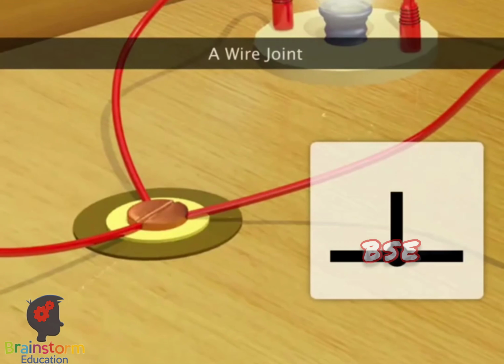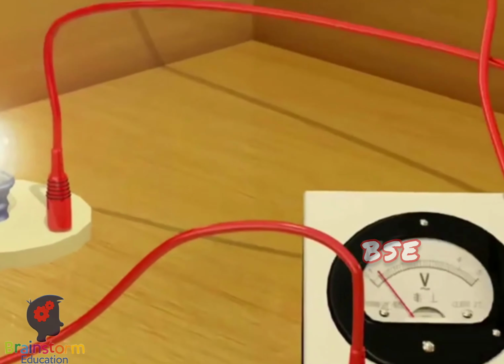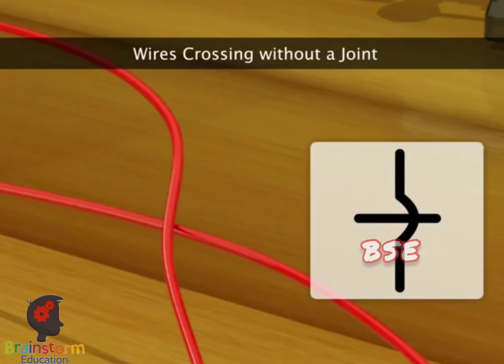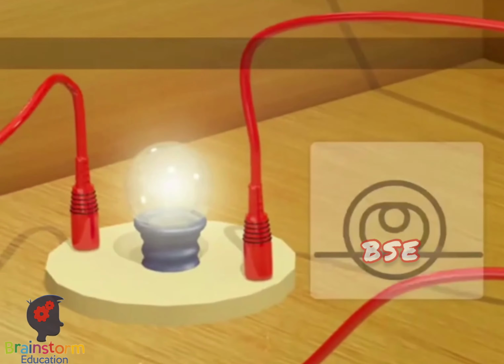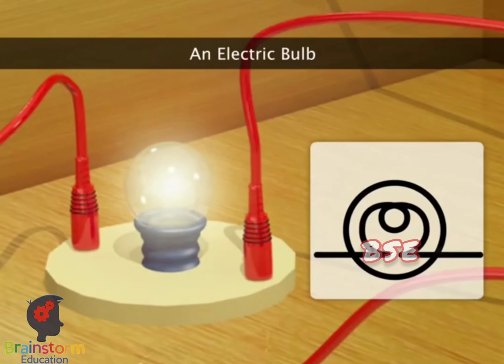When two or more wires cross one another, we need to know whether they are connected or if they simply cross one another without joining. If the wires are connected, the joint is represented by a dot at the crossing point. Wires crossing without a joint are represented as a loop on the crossing point. An electric bulb is normally fixed in a holder. The holder has terminals where the wires are connected. The bulb is represented as a loop of thin wire in a circle.